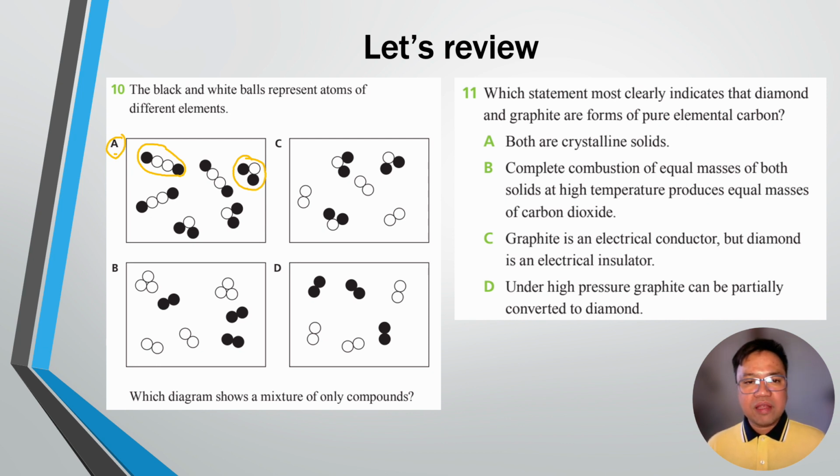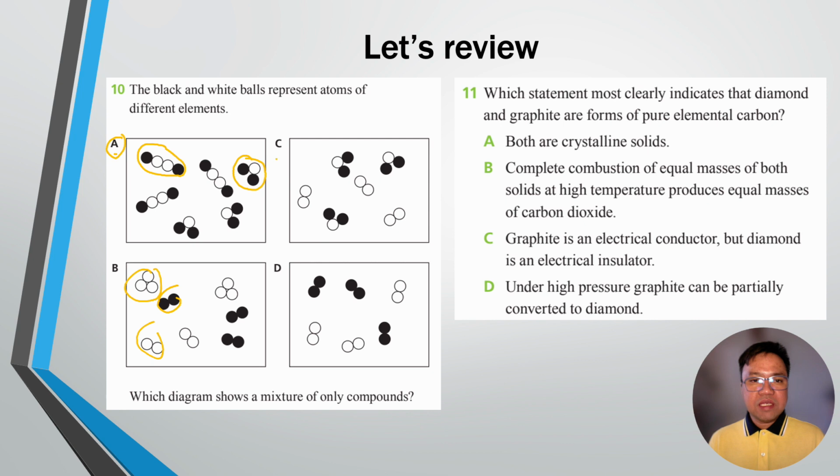Let's look at the others and why they are wrong. For B, it displays groups of two white balls, two black balls, as well as three white balls. Since we're considering the black and white balls as different elements, the presence of groups with only white balls indicates that this diagram also contains an element, not just compounds.